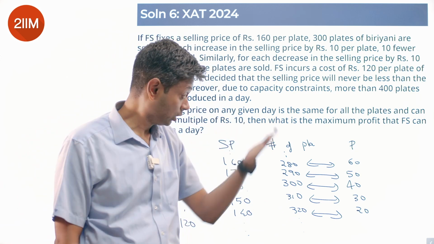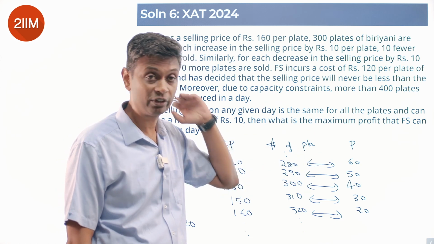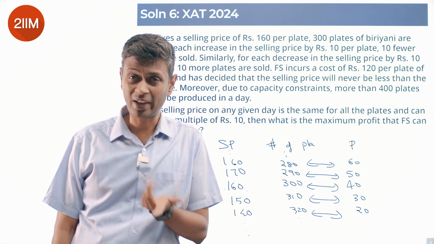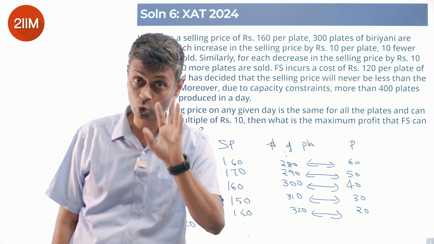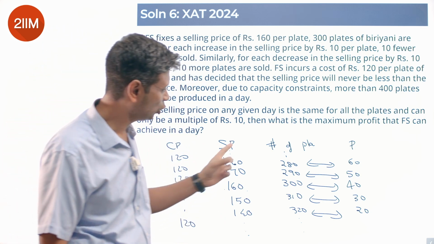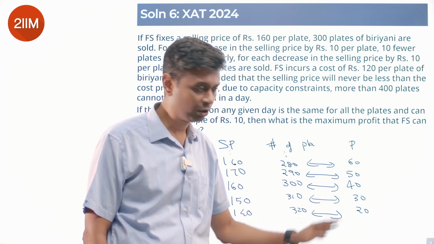Beyond that, we are not going. Going up, I don't think I'll go beyond 270, 260 because my profit per plate could be high, but my number of plates will reduce. I don't know where I will find the balance. I don't know how far I need to go. Maybe I need to go far. Now I'm effectively maximizing this. 280 into 60, 290 into 50, 300 into 40, 310 into 30, 320 into 20.